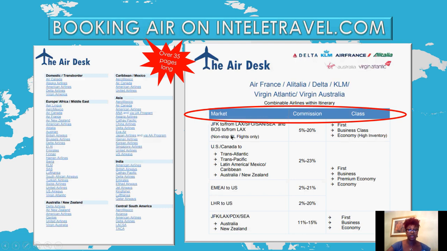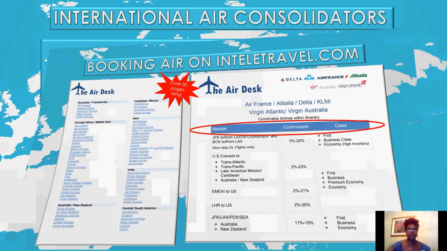So you can see the regions where the flights are originating, the origination and destination, and then you also see the commission percentage here. Most of them are from 5 to 20%, and then you see the different class types that they pay the commissions on. So this is another route for us to purchase air through INTELETRAVEL's back office, and still be paid commissions as well.